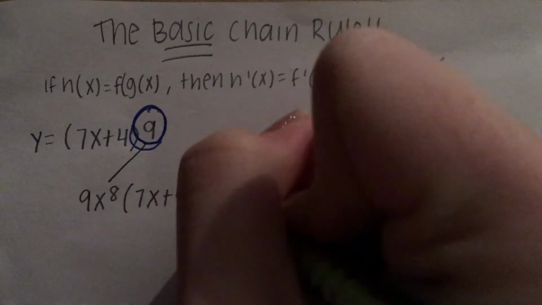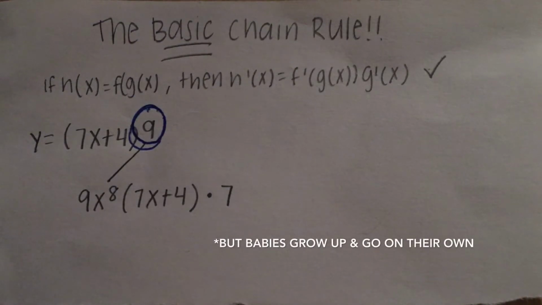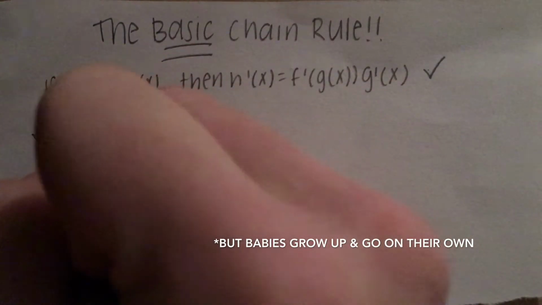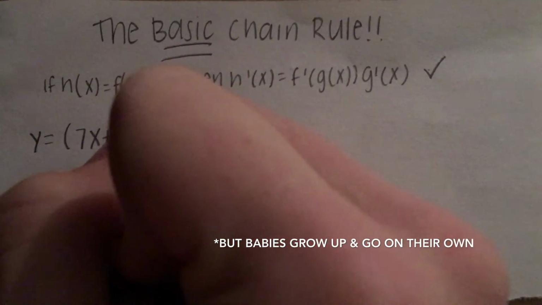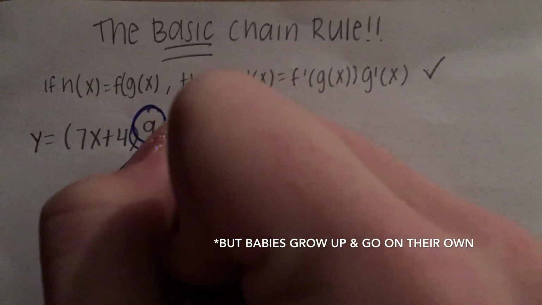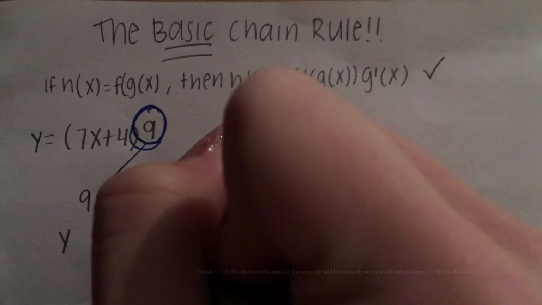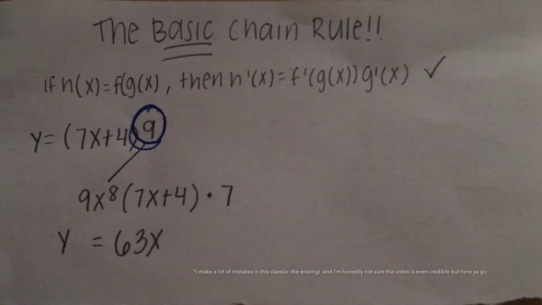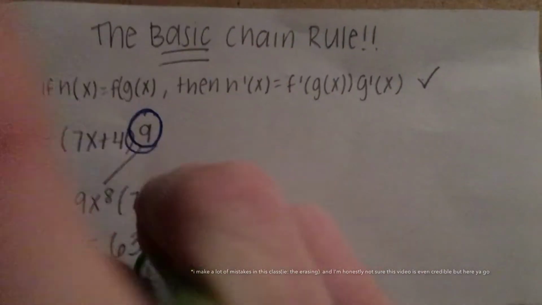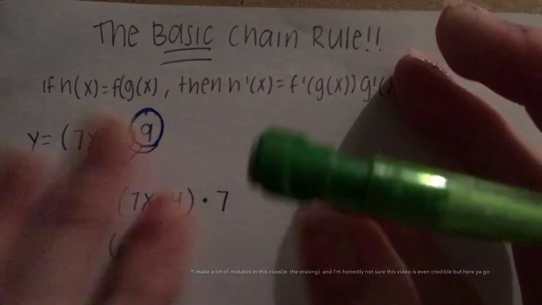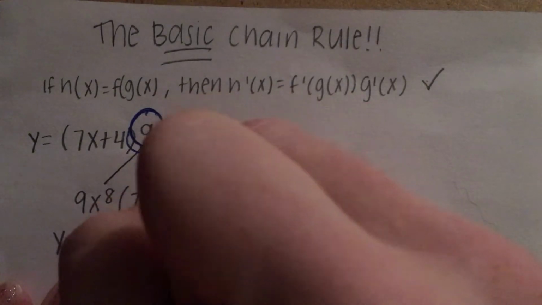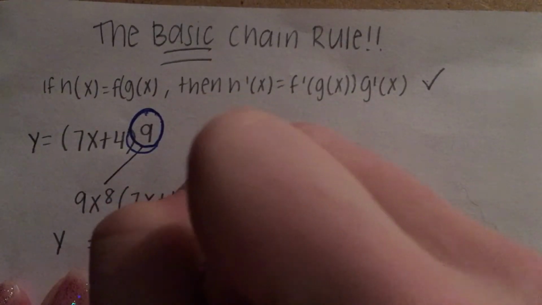Now, handling the baby afterwards, we find the derivative of the baby. And since there's only 7x to the 4th in there, we can only find the derivative of 7x, since numbers don't have derivatives on their own. So we're going to multiply it by 7. And to shorten the problem up and make it smaller, we are going to multiply 7 times 9 and get 63. So the end equation is 63, 7x to the 4th, to the 8th power.